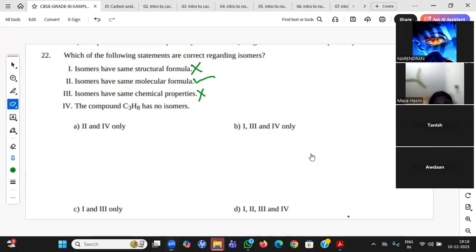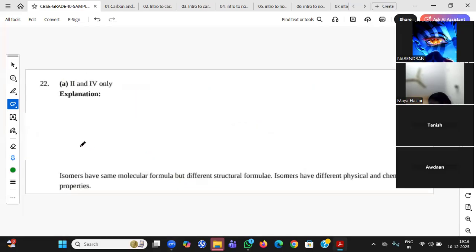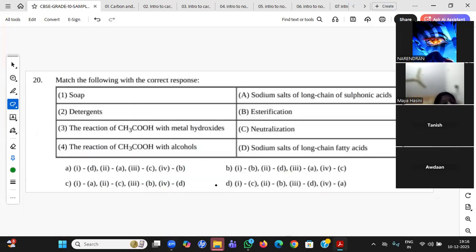Right answer. So I chose 2, 3, 4 as the right option, but... Okay. Avdhan, very good student. C3H8, we have seen methane doesn't have isomers. Ethane doesn't have isomers. Propane doesn't have isomers. Isomers are starting from butane. So you see C3H8 is propane, so it doesn't have isomers. Right answer, 2 and 4 only. A should be a right answer. Yes. Next question.